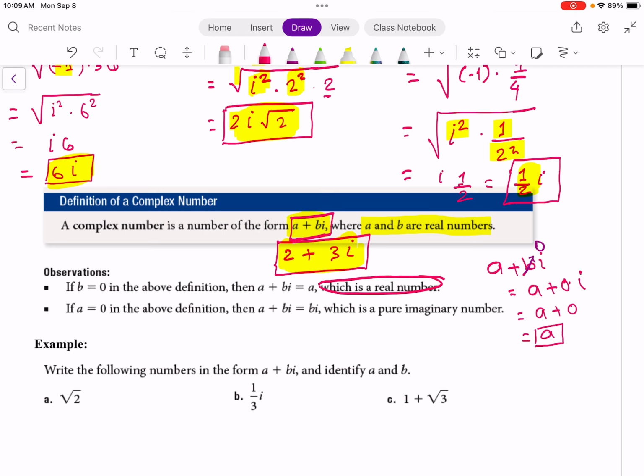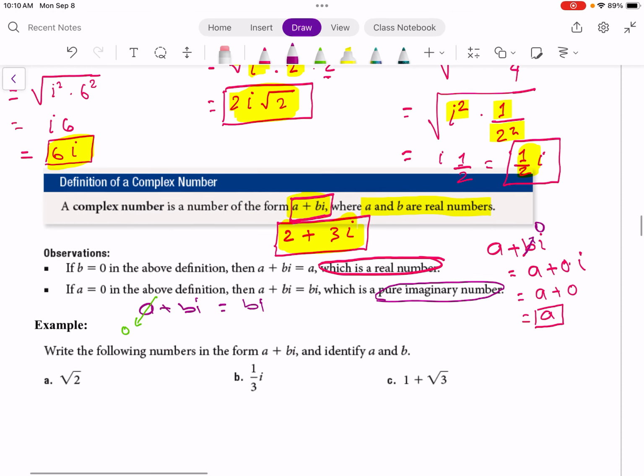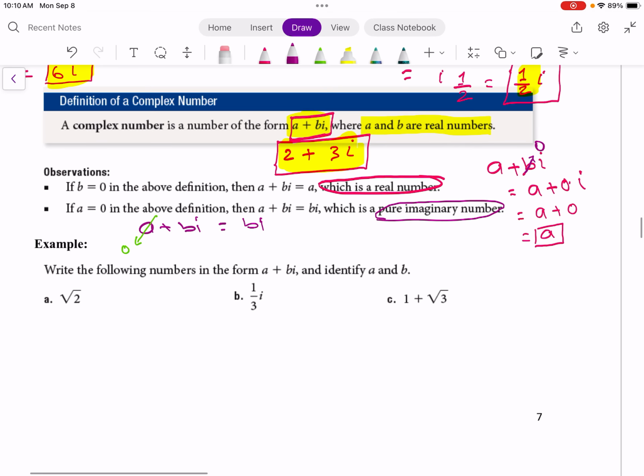Now in the complex number a plus bi, if a is 0, then we have bi, and we get pure imaginary numbers. So in any complex number, if b is equal to 0, that is a real number. And if in any complex number a is 0, then we always get a pure imaginary number. All right, so here we have an example.